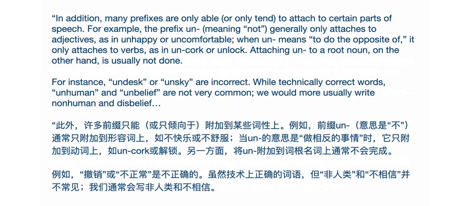In addition, many prefixes are only able or tend to attach to certain parts of speech. For example, the prefix un, which means not, generally only attaches to adjectives, as in unhappy or uncomfortable. When un means to do the opposite of, then it attaches to verbs, as in uncork or unlock. Attaching un to a root noun, on the other hand, is usually not done. So rather than saying unhuman and unbelief, we would have to say non-human and disbelief.